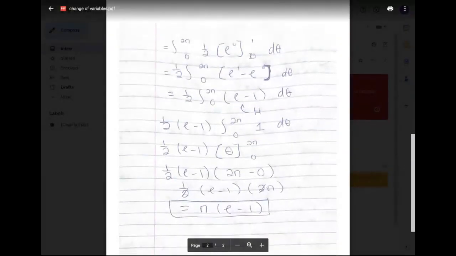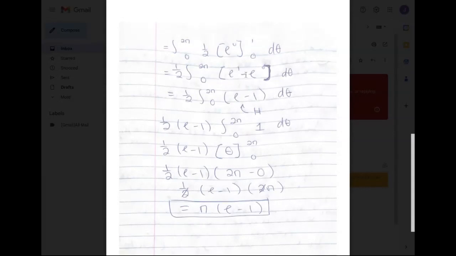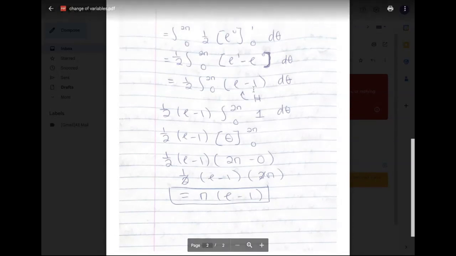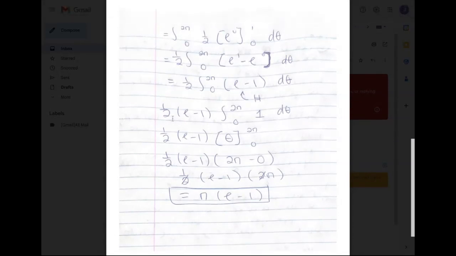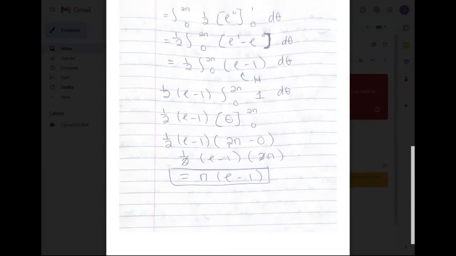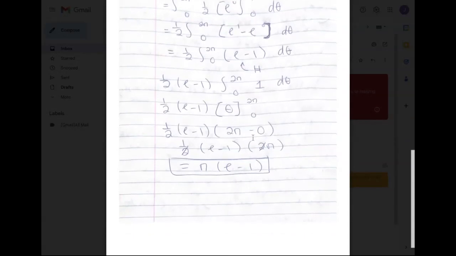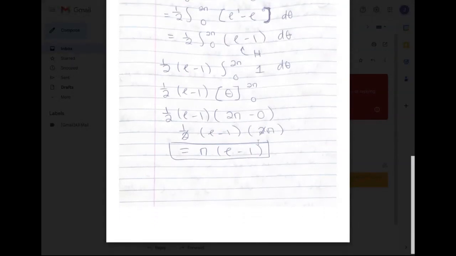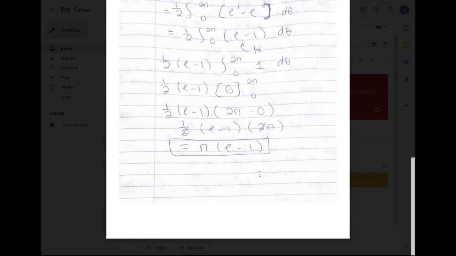So then plugging in 1 minus plugging in 0, you get e minus e to the 0, which is 1, so e minus 1. But we still have to integrate with respect to theta. You could take out e minus 1 because that's just a number. So I took that in front of the integral, and when you integrate 1, it's just theta. Plugging in 2 pi, then plugging in 0, you get 1 half times e minus 1 times 2 pi, and then the 2 cancels, so you're left with pi times e minus 1.